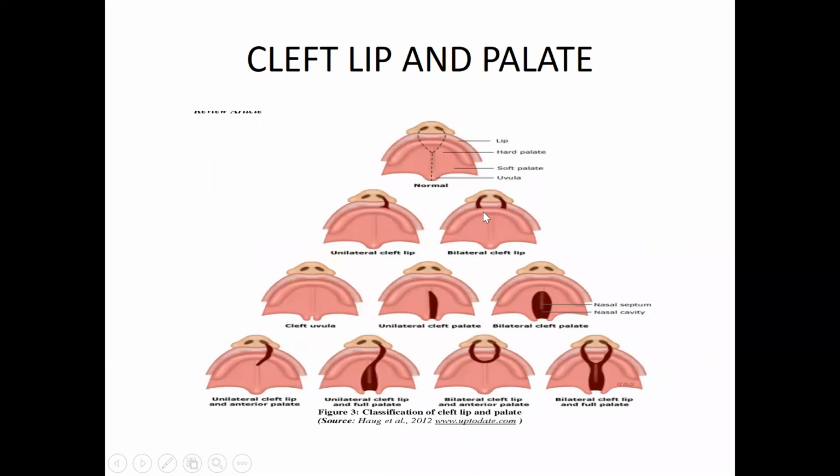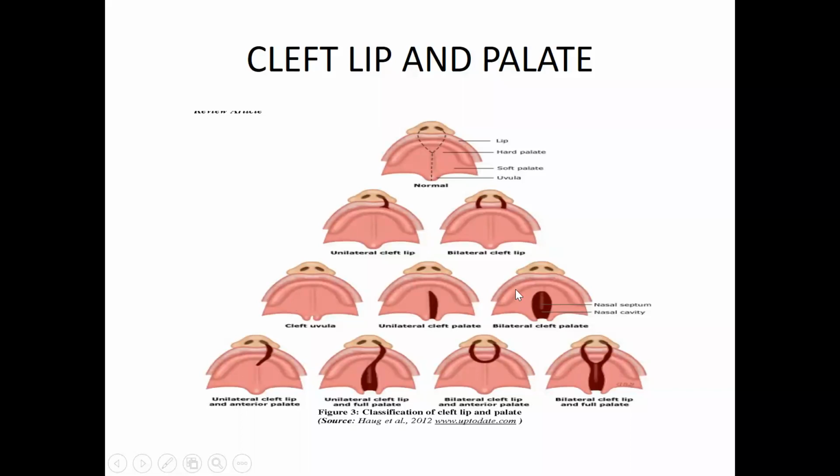But the palate is intact. This is a cleft of the uvula. You can see the U shape of the uvula, so there is a defect. Here the lip is normal, with no discontinuity in the lip, but this is a cleft palate where on the right side there is a defect in the palate. So this is unilateral.